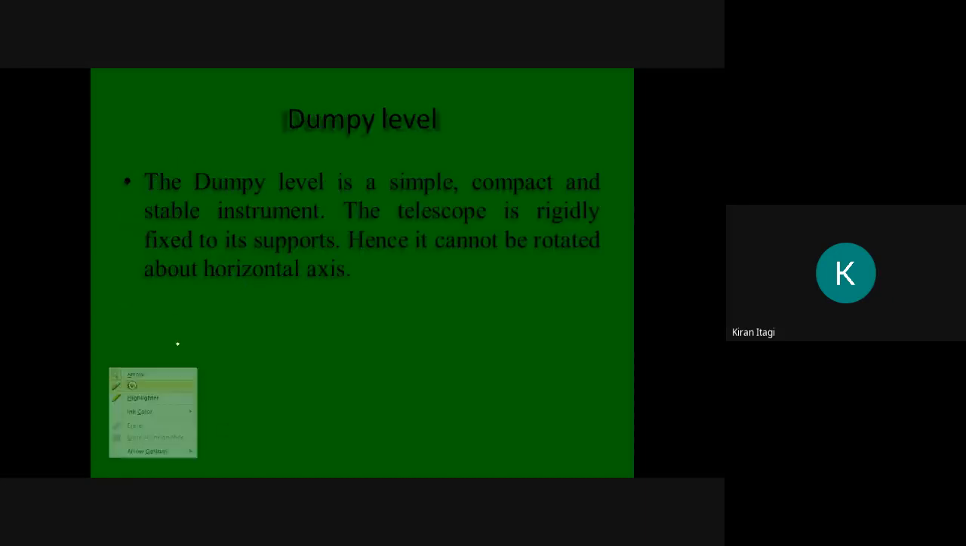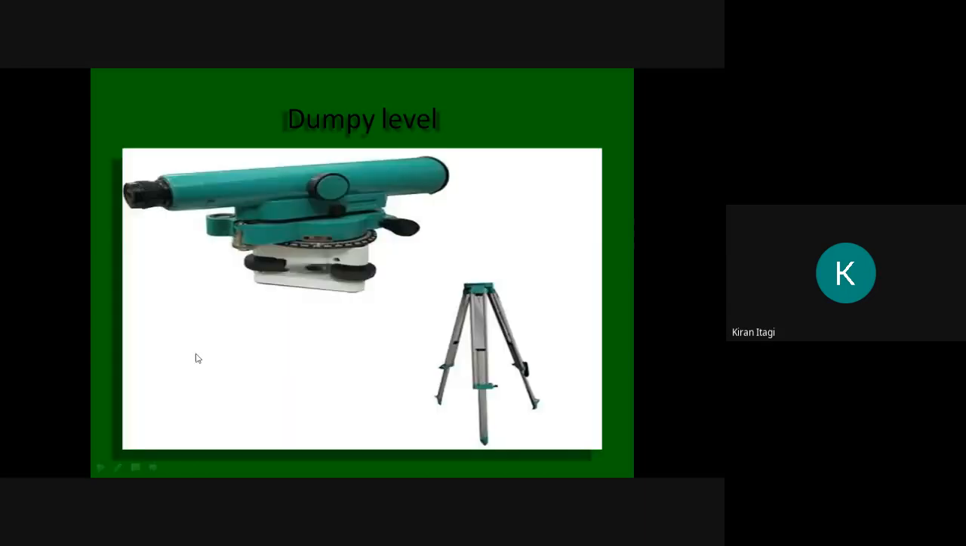What is a dumpy level? First, I will show you the picture. This is your dumpy level. It looks like this. And this is your tripod, and here we will have some three screws. Here you can see the bubble. The bubble will be there for centering purpose, to keep the line of sight horizontal.